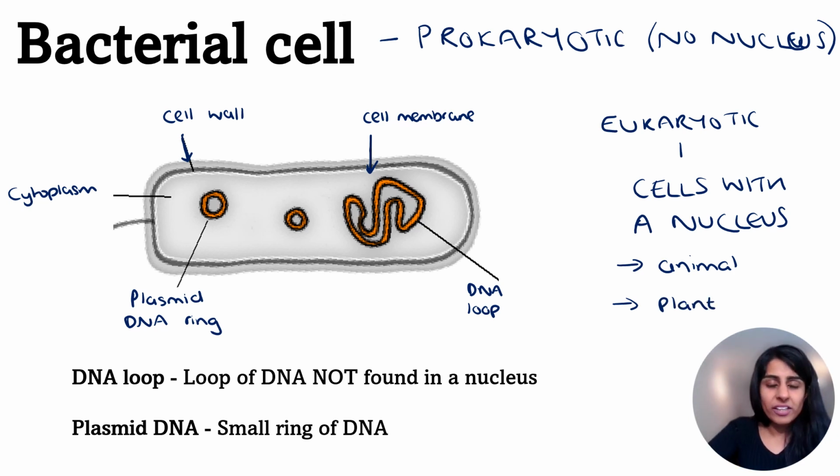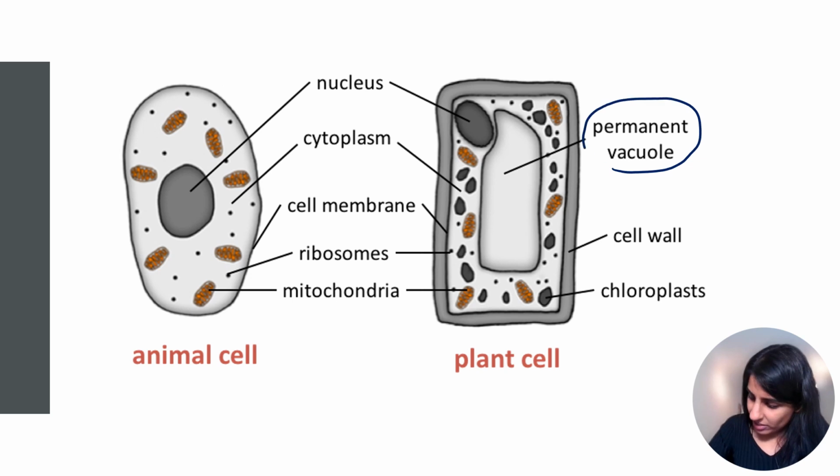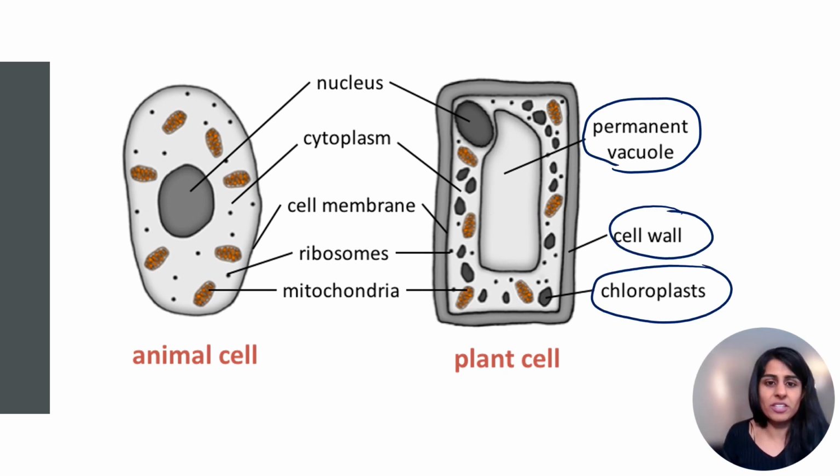So just to quickly go over them, these are the two cells we've gone through at the start, animal and plant cell. All of those in the middle are parts of the cell that both animal and plant cells have. But a common exam question is to name 3 parts of a plant cell that are not found in an animal cell, which is where you would write one of these 3. So permanent vacuole, cell wall, or chloroplast. Those are the 3 parts only found in a plant cell.